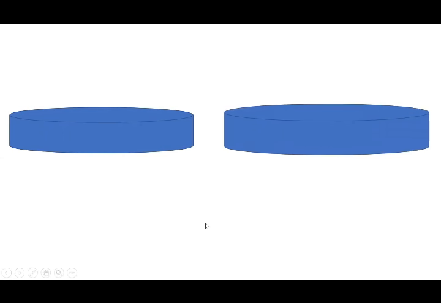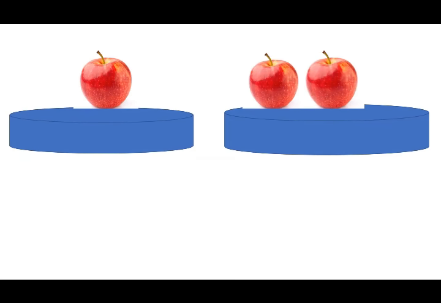Here we have taken two pans. In one pan we have taken one apple and then compared it with more apples kept on a pan. Now which one will be heavier? Obviously the pan with more apples will be heavier. This will be heavier, whereas this will be lighter. So the pan with more apples will have more weight in comparison to the pan with fewer apples. So it will go down, whereas this will go up.